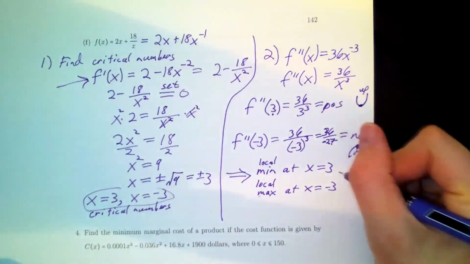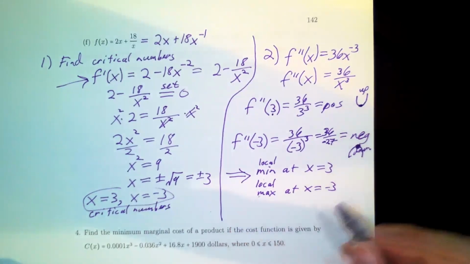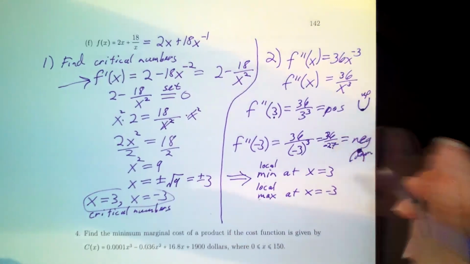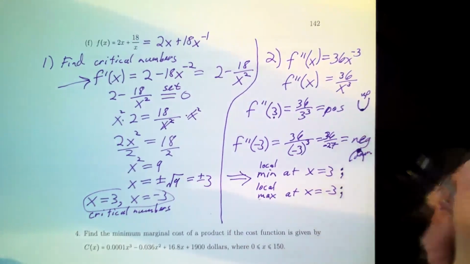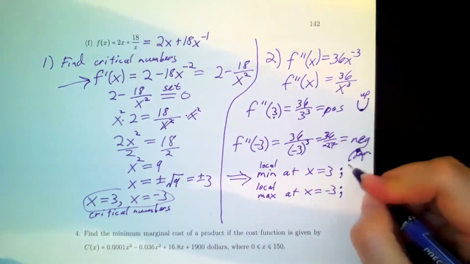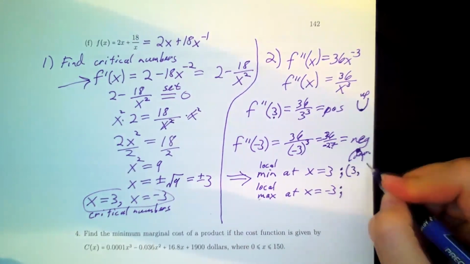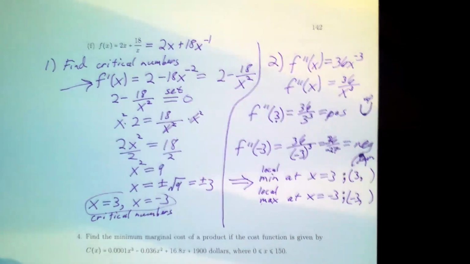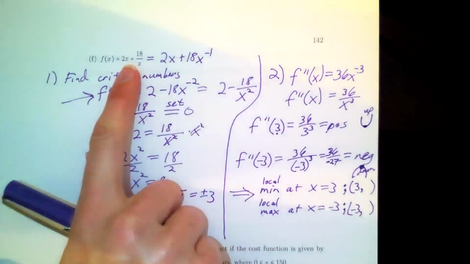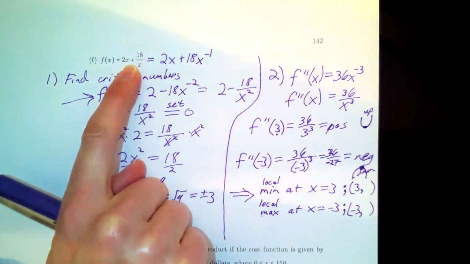Tidy this up by finding the points. The local min is at 3, but it'd be nice to have the xy coordinates so you could plot it. Let's find the point corresponding to that. We're going to have 3 comma y and negative 3 comma y. So we take these critical numbers and plug them back into the original function. That's what the original function does, is crank out y values.